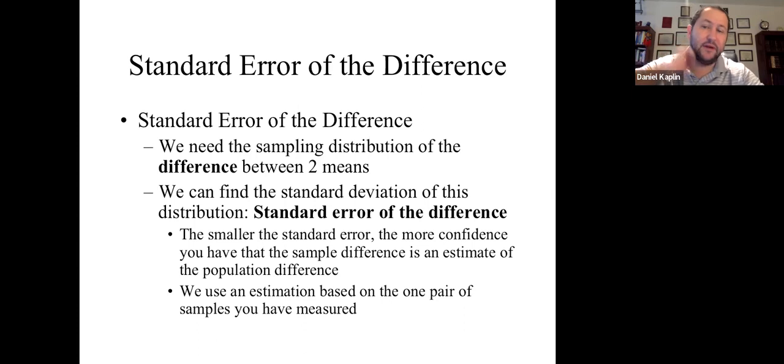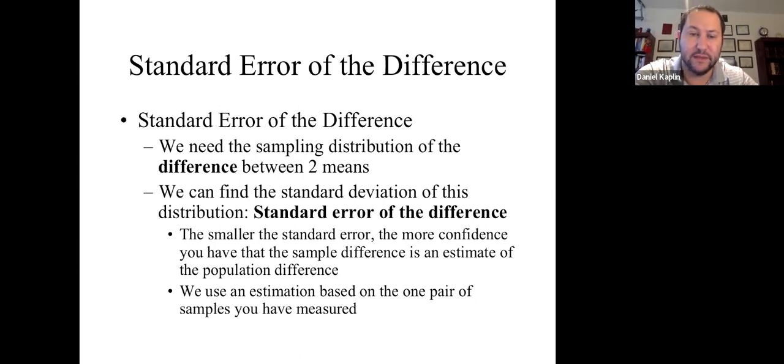So standard error of the difference, as I noted, is we're really looking at the difference between two means, right? So we're specifically focused on what the error variance is for two different means. Now, in principle, the smaller the standard error is, the more confidence you have that the sample difference is reflective of the population difference, right? And the larger the error is, the less confident you're going to be, right?